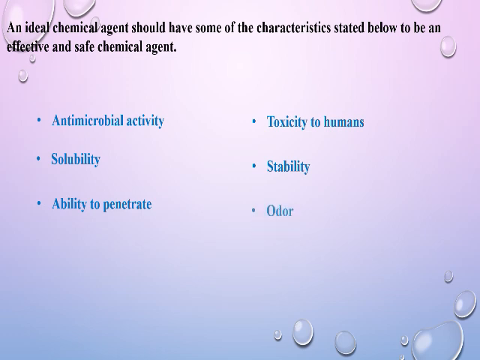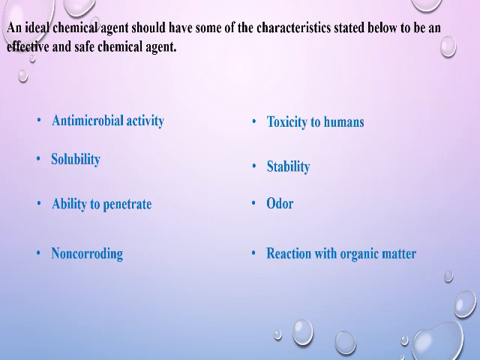The next factor is odor. It should be either odorless or it should have a pleasant odor. The next factor is non-corroding. The chemical agent should not have any corrosive effect on the metals, nor should it have any harmful effect on the fabrics, etc. The last factor is reaction with organic matter.